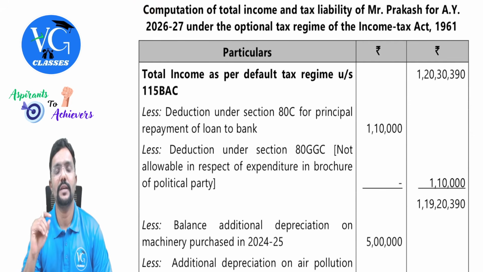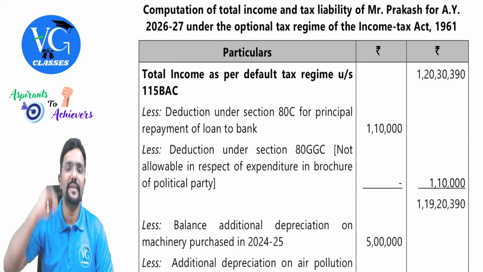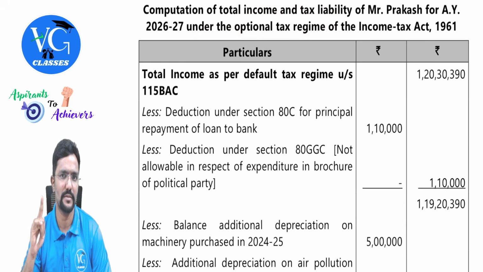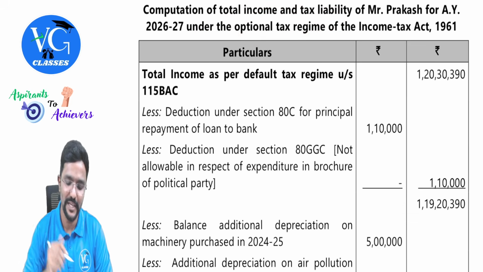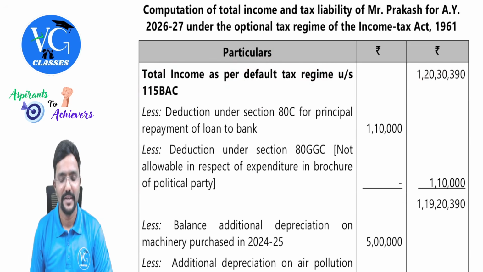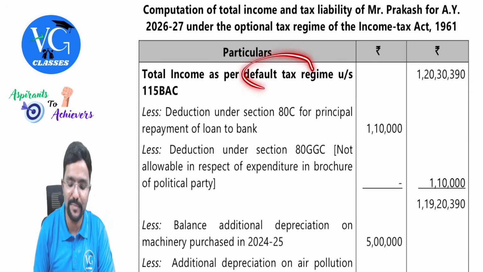Next, we will continue with the total income and tax liability calculation under optional tax regime. Sir, can we take the total income calculation as per default regime as a base? Yes, that would be a better idea, guys. If you are starting from 0, you will consume too much time. Please take the total income as per default regime as a base. So 1 crore 20 lakh 30,390 is the total income as per default regime.